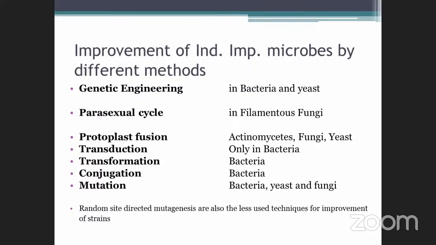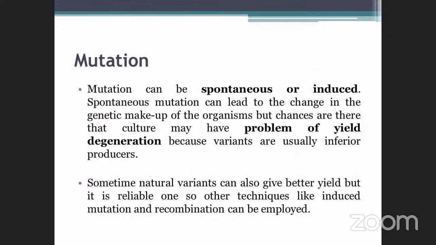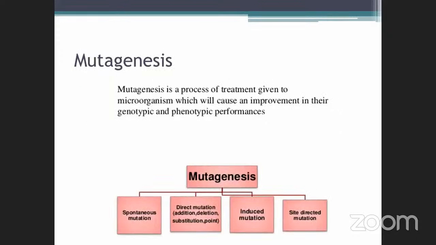Okay? Mutation is also there, but site-directed mutagenesis is generally not that much used. The reason is that random mutagenesis may sometimes destroy your culture rather than improve it. So generally, mutation is considered spontaneous or induced. One particular drawback of mutation is that sometimes you may lose your strain or the product of your strain. Okay, that depends on which process you are going to utilize. Okay, spontaneous mutation and natural mutation occur naturally.